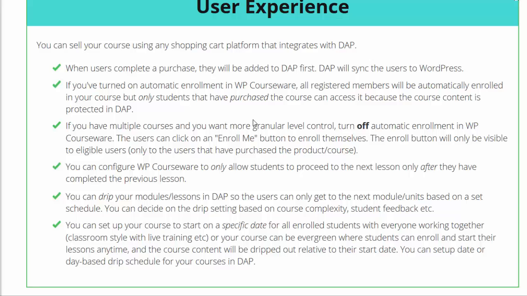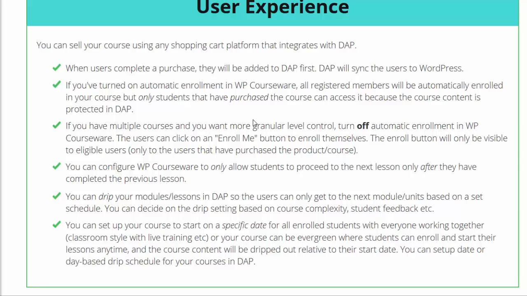So this concludes the steps that you need to take to integrate DAP and WP Courseware. Even though it looks like a lot of steps, it's really straightforward when you actually try to set it up. So all you have to do is set up your course content in WPC, set up your product in DAP, enable the syncing between DAP and WordPress. And if you have turned on automatic enrollment for your course, that's it. You don't have to do anything else.